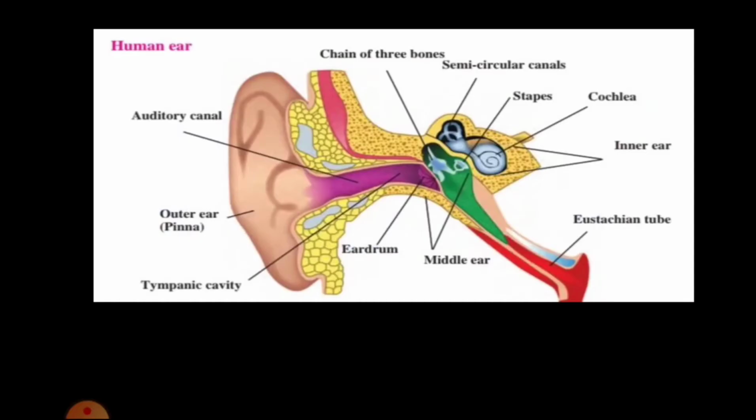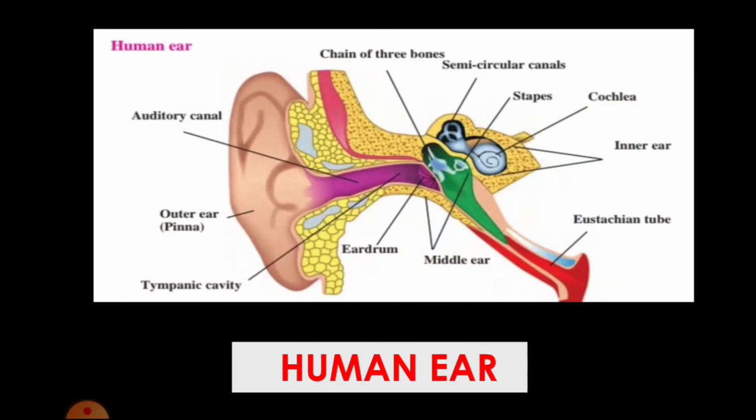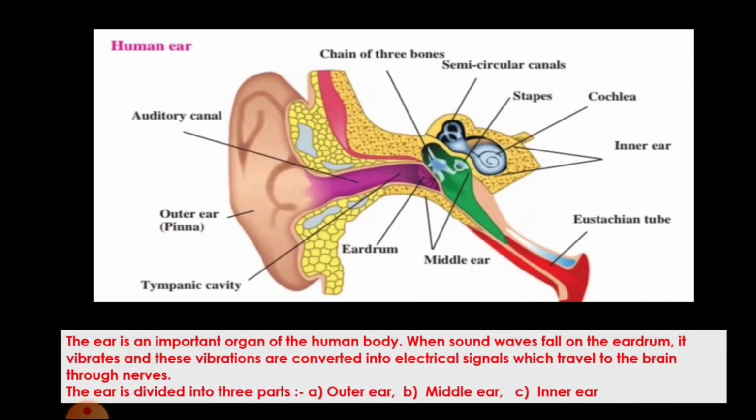Now, let us study about the human ear. The ear is an important organ of the human body. When sound waves fall on the eardrum, it vibrates, and these vibrations are converted into electrical signals which travel to the brain through nerves. The ear is divided into three parts: outer ear, middle ear, and inner ear.